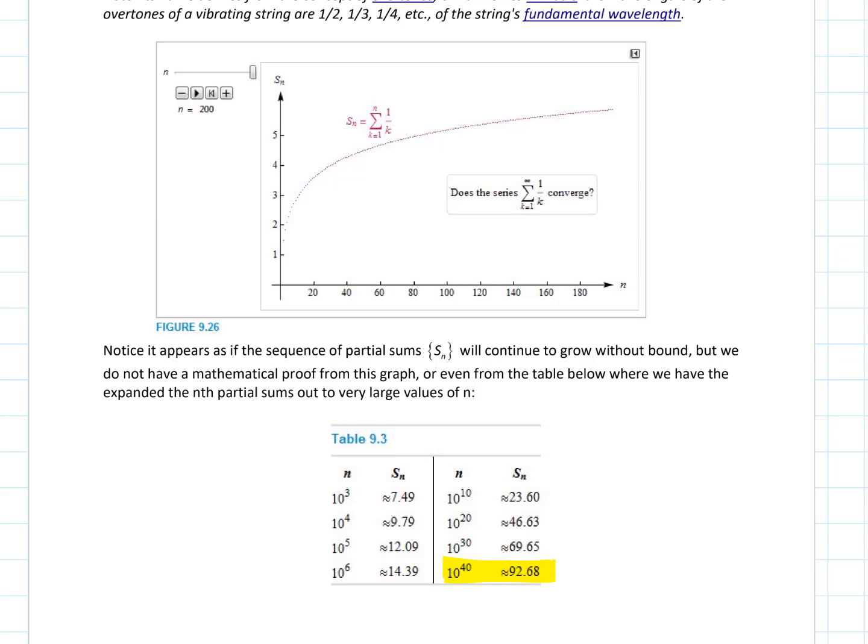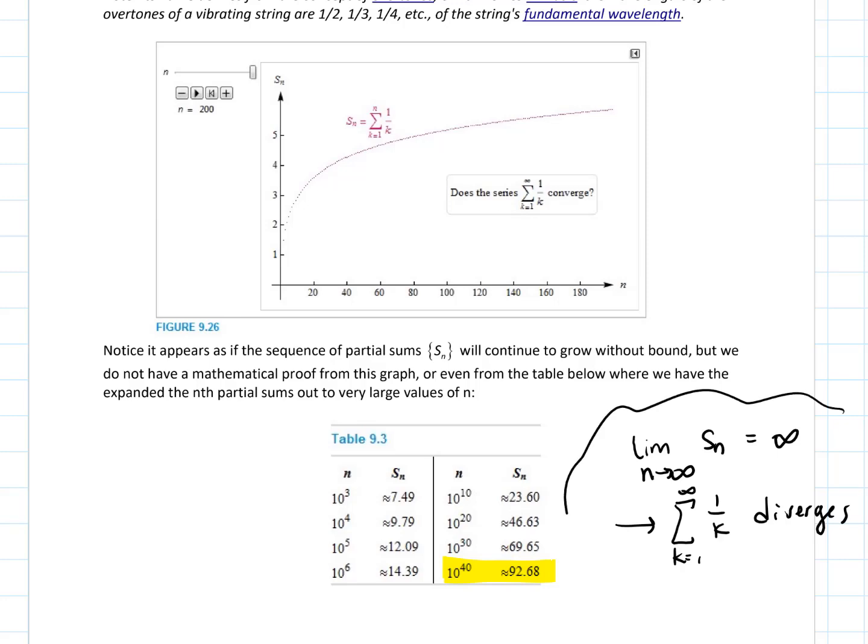Okay? So you can see it from the table or from the graph, but in this particular case, the limit as n approaches infinity of s of n is actually infinite, which means that the series sum of 1 over k from k equals 1 to infinity diverges. Okay, so this diverges.